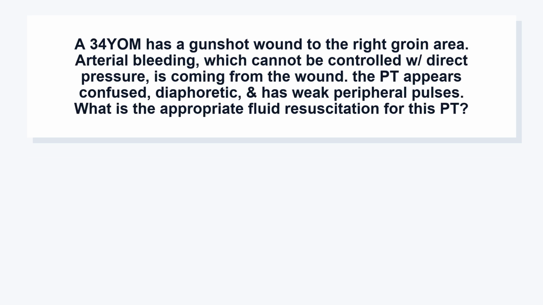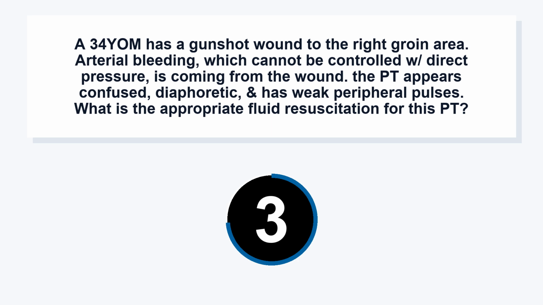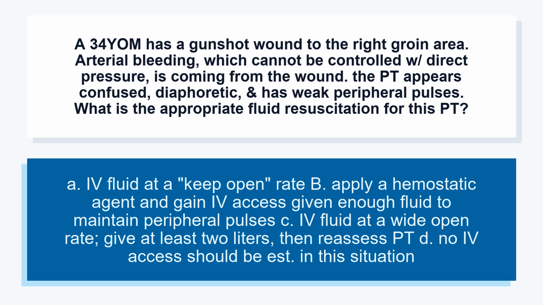A 34-year-old has a gunshot wound to the right groin area. Arterial bleeding, which cannot be controlled with direct pressure, is coming from the wound. The patient appears confused, diaphoretic, and has weak peripheral pulses. What is the appropriate fluid resuscitation for this patient? A. IV fluid at a keep open rate. B. Apply a hemostatic agent and gain IV access, giving enough fluid to maintain peripheral pulses. C. IV fluid at a wide open rate, give at least 2 liters, then reassess. D. No IV access should be established in this situation.